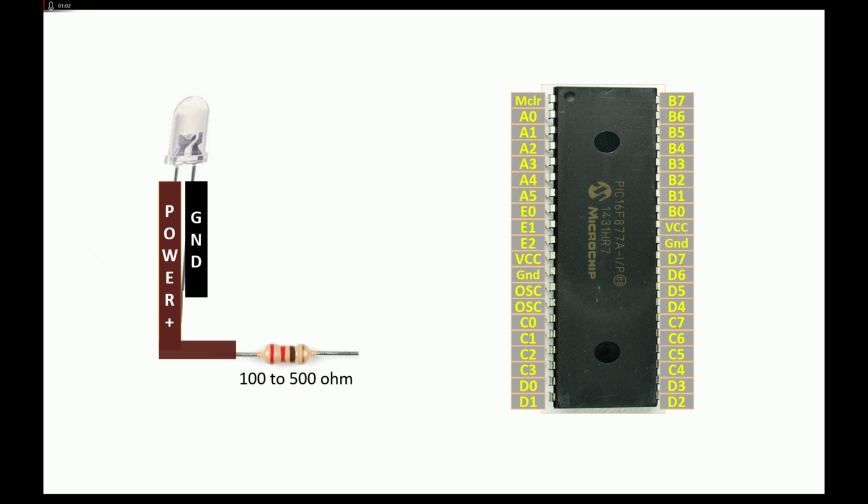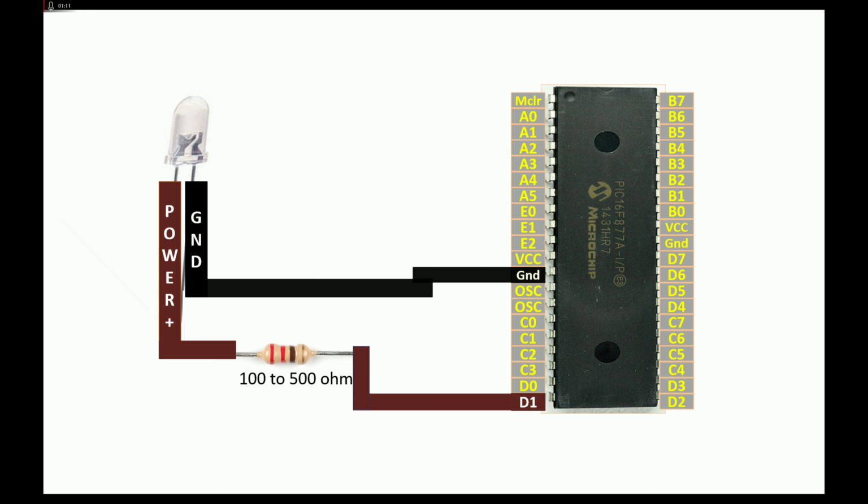For the longer pin, connect it to one end of the resistor. From the other end of this resistor, you can connect it to any available digital input output pin. I connected to pin number D1. For the ground, just connect it directly to the ground. This is the simple circuit. So let me show you the hardware first.